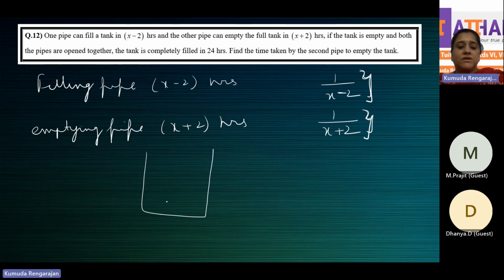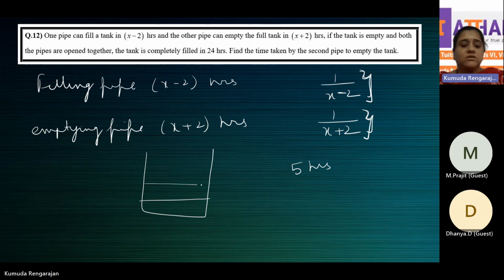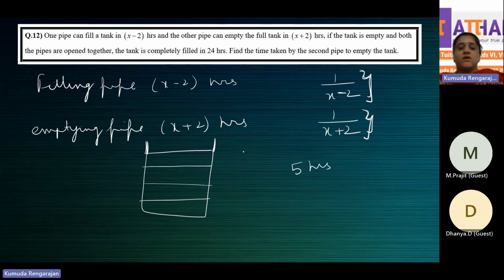Now, 1 minute. So supposing 5 hours, okay? Supposing 5 hours it fills. That means 1, 2, 3, 4, and 5. If the filling pipe can fill it in 5 hours, that means every hour it's going to fill 1/5 of the tank. So first it will fill this portion, 1/5. Second hour it will fill this one. Third hour this one. Fourth hour this one, and fifth hour this one, and the tank is full. So this is the fraction of the tank filled in 1 hour.